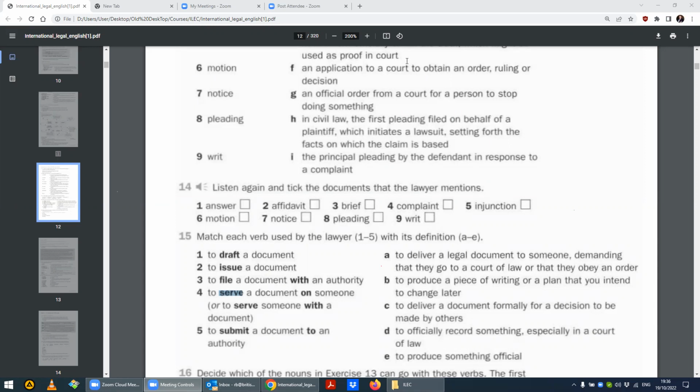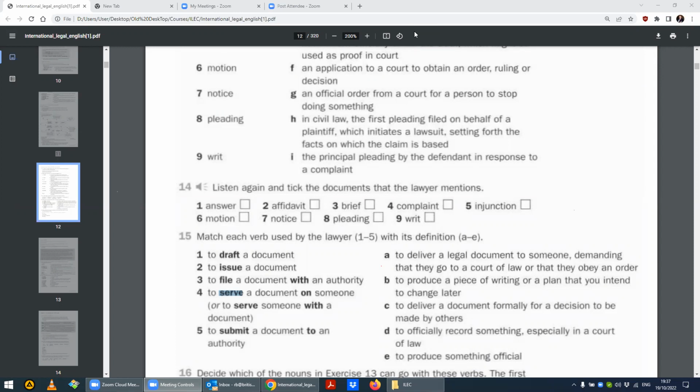Very good. Three. To file a document with an authority means to officially record it by putting it into the court file or by writing it down and keeping it on the court file. It is to file a document, to officially record it. And lastly, to produce something official, say a document, like a court order. Yes, it's to issue a document.